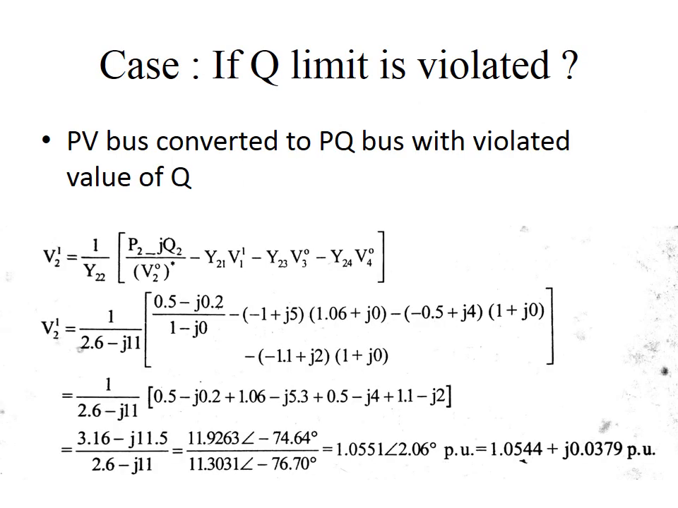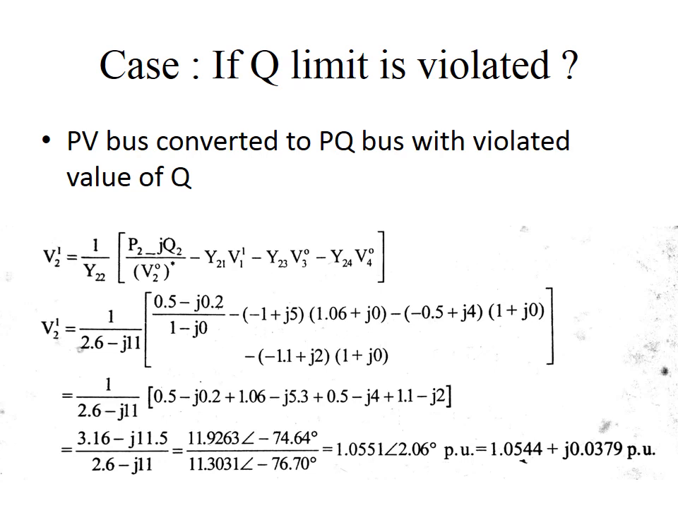Now let us consider a case of reactive power limit violation. In the same example, we will now change the reactive power limit of generator 2 or bus number 2 as 0.2 to 1. Previously it was 0.1 to 1. Now it is changed to 0.2 to 1. So previously we have calculated the Q2 value and we have obtained it as 0.1456. So you can see that the lower limit 0.2 is violated. The obtained value is less than the lower limit.